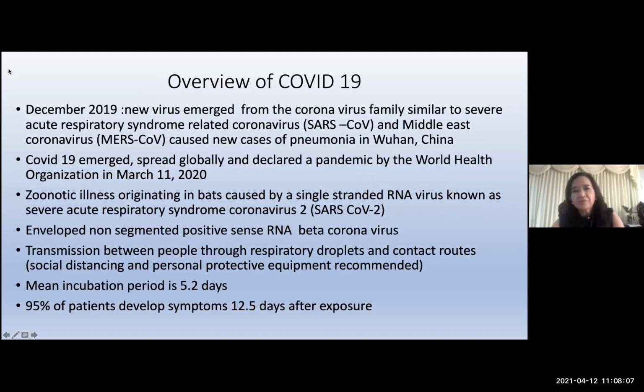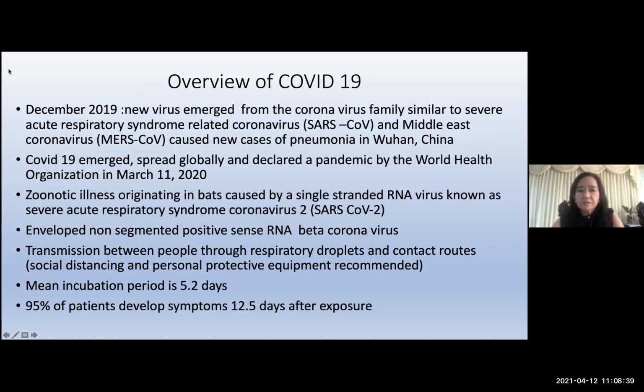Let's take a brief overview of what COVID-19 is all about. In December 2019, a new virus emerged. They said it was related to the first SARS-CoV and also the MERS-CoV, but this one was causing new cases of pneumonia in Wuhan, China. However, it had spread globally, and so the WHO declared a pandemic on March 11 of 2020.